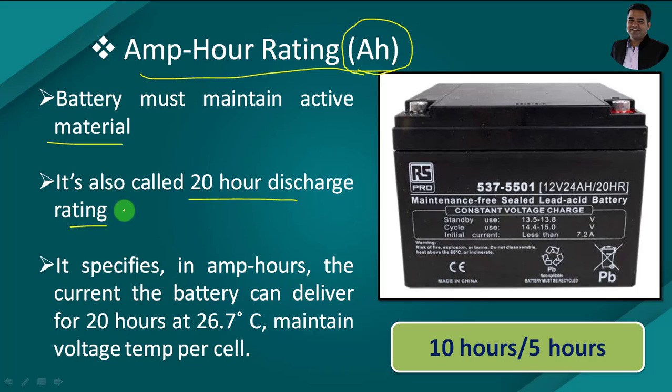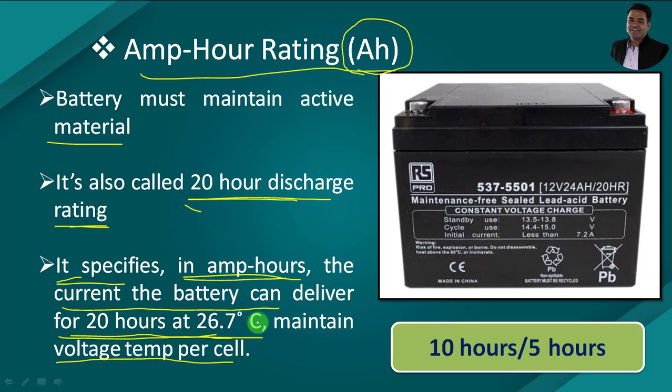To define the ampere hour rating method, the common phenomenon adopted by manufacturers is the 20 hours discharge rating. It specifies in ampere hours the current the battery can deliver for 20 hours at environmental temperature. For example, consider this picture. This is the RS Pro maintenance free lead acid battery, and here the manufacturer has specified the rating capacity of this battery. It is 24 ampere hour.